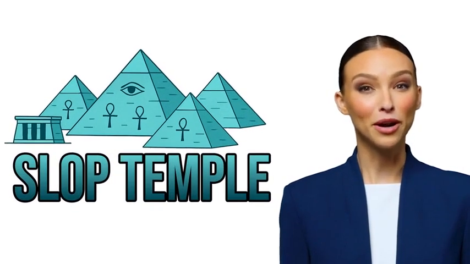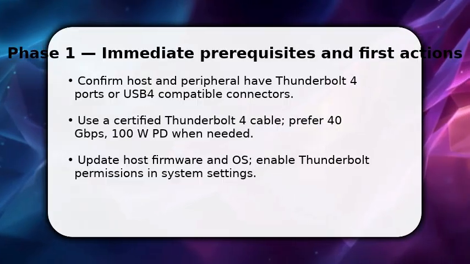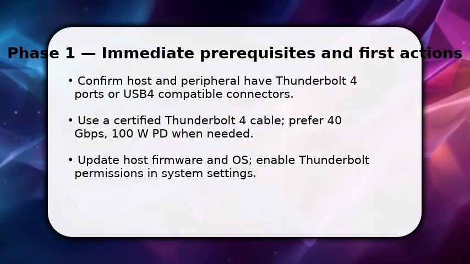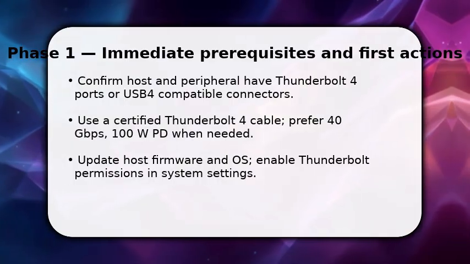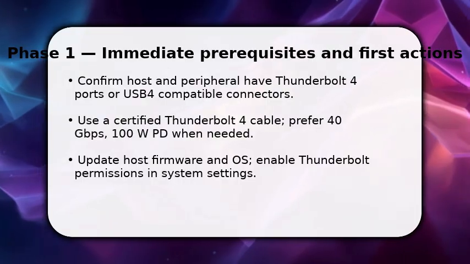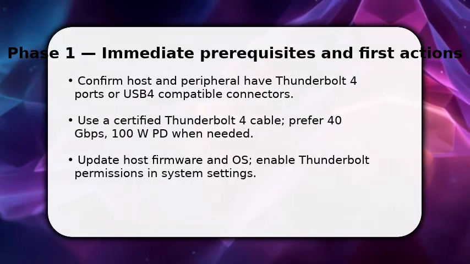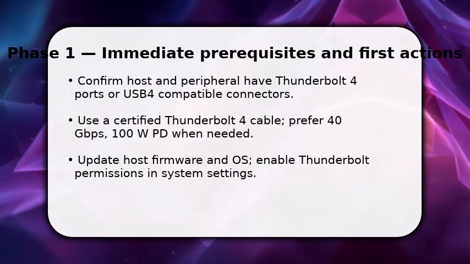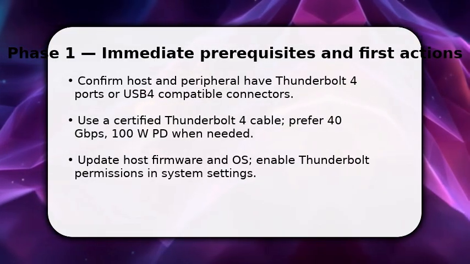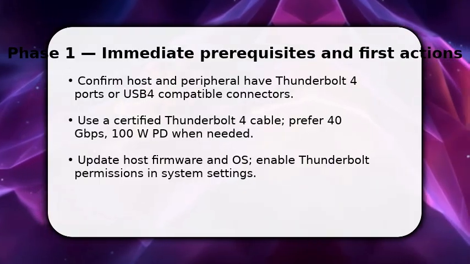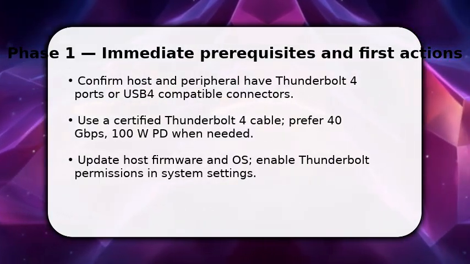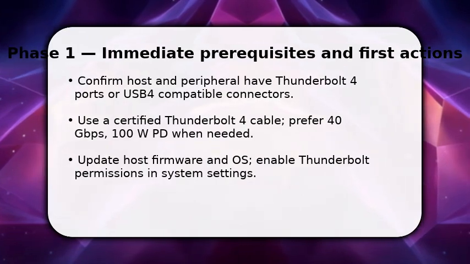We pray this video helps. You start by validating hardware and permissions. Check that both your computer and device expose Thunderbolt 4 or USB 4 ports, and use a certified 40 Gbps, 100 W PD cable if you need power delivery. Once done, install any firmware and OS updates, then open System Thunderbolt security settings to approve new devices. Make sure to allow access prompts. This prevents blocked connections. Now you're ready to plug in and proceed to active connections.